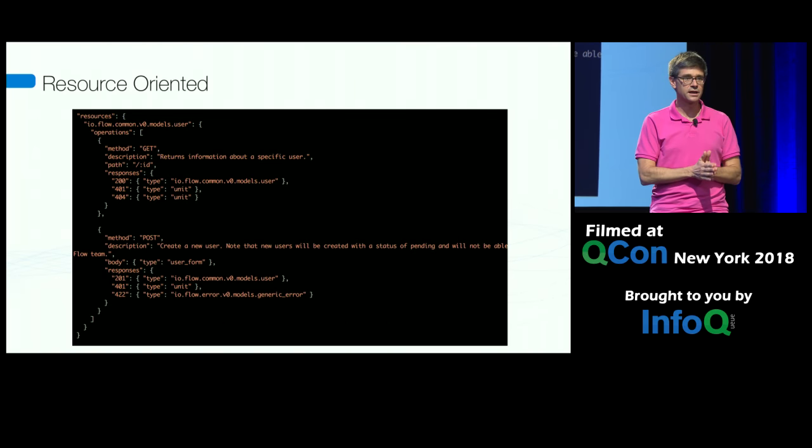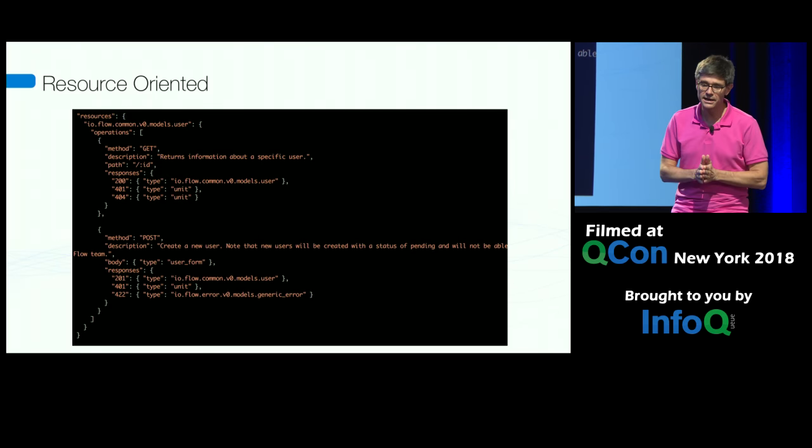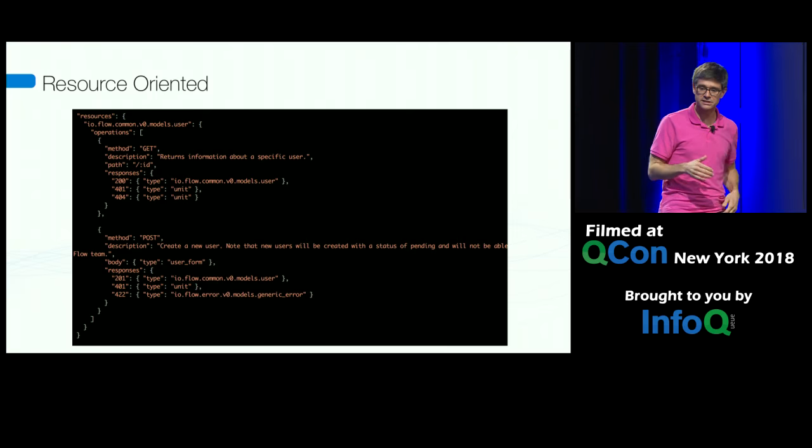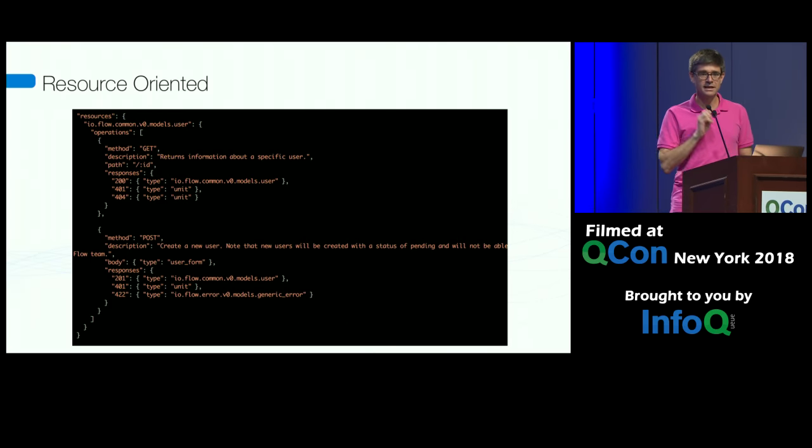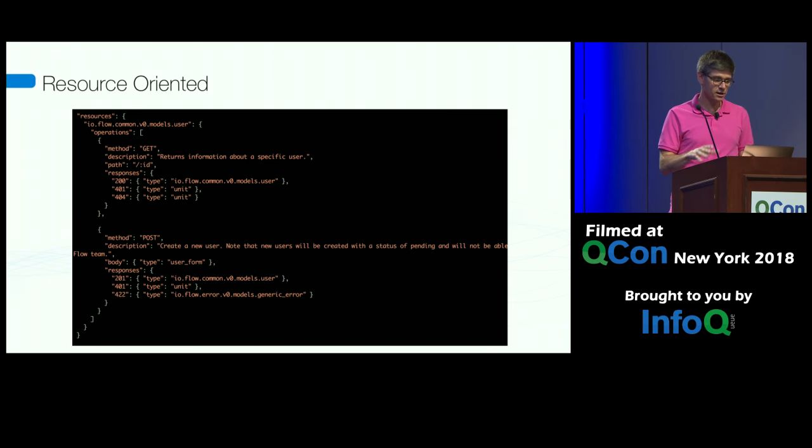What we really do is we take a user resource and we expose that. We say, here's a resource. It's a user. It has two operations. One is a get by ID. The second is a post. The post accepts a body of type user form, and this is how you create a user. So again, we're taking our user resource and then exposing our user model and then exposing that as a resource, which is what makes it available through the API.